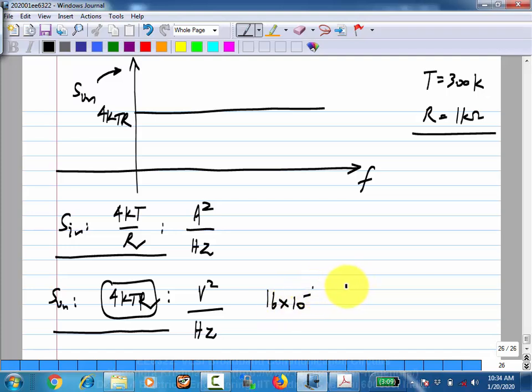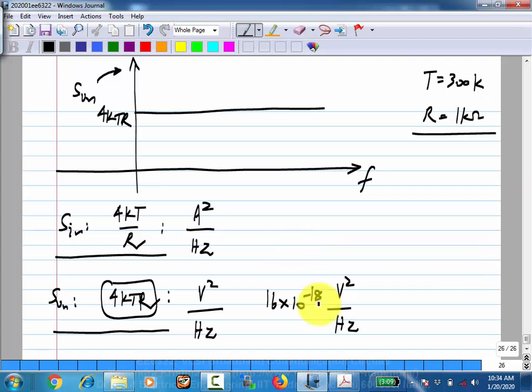10 to the minus how much? 18. 18 volt square per hertz. Okay.